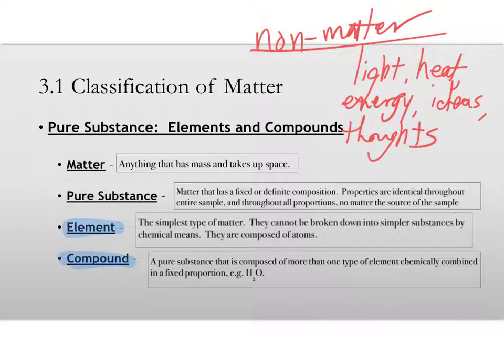Elements are the simplest type of matter, or pure substances. They cannot be broken down into simpler substances by chemical means, and they're composed of atoms. You can find the elements by looking at a periodic table anywhere online, in your textbook. Who knows? It's on Blackboard as well under the course documents. Those are the elements. There's 118 of them that are known. There may be more, but there's no less than 118.